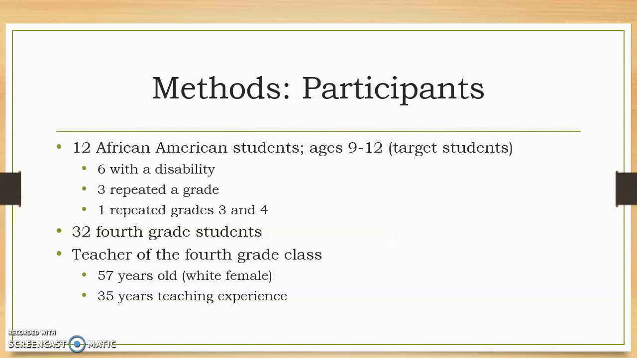So the methods, first are the participants. There were target students of 12 African American students ages 9 through 12. 6 of them had a learning disability, 3 of the 12 had repeated a grade, and 1 had actually repeated grades 3 and 4. The whole class of 32 fourth grade students was observed during this study, but the 12 students with the learning disability were their target students to see whether or not what they were doing was working.